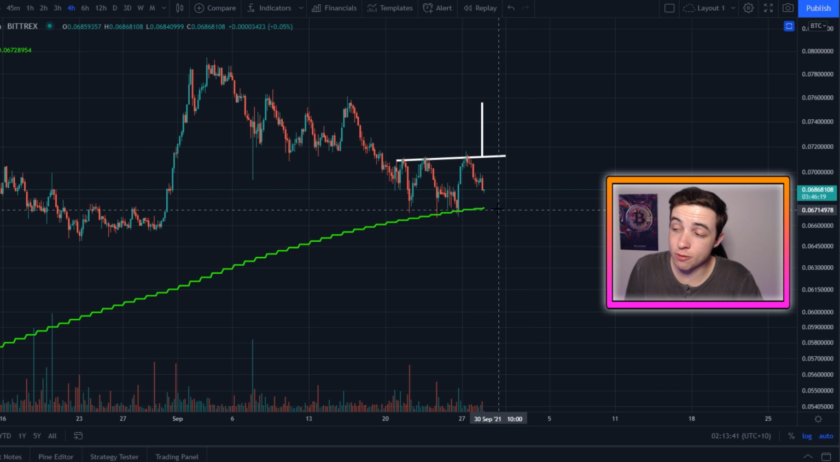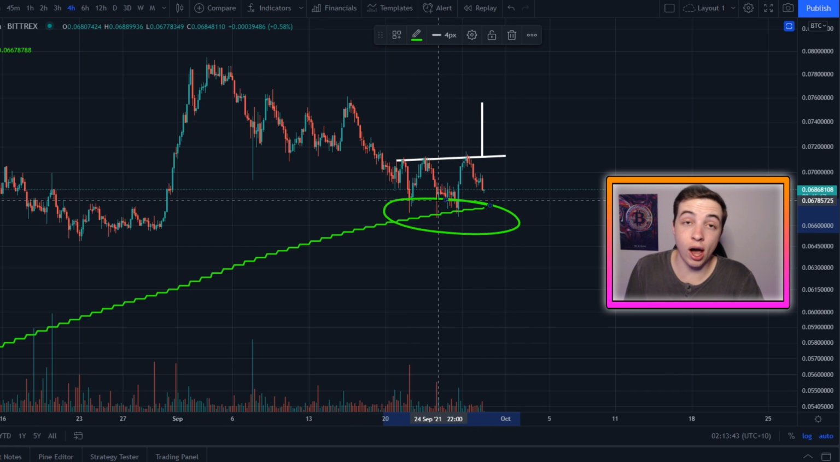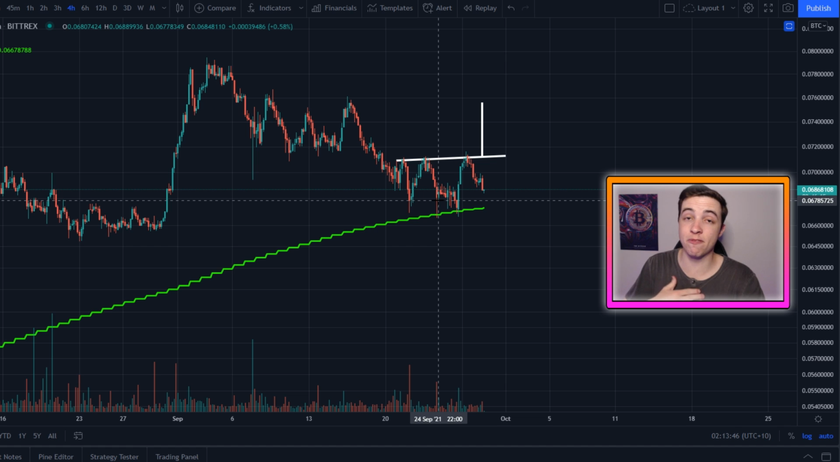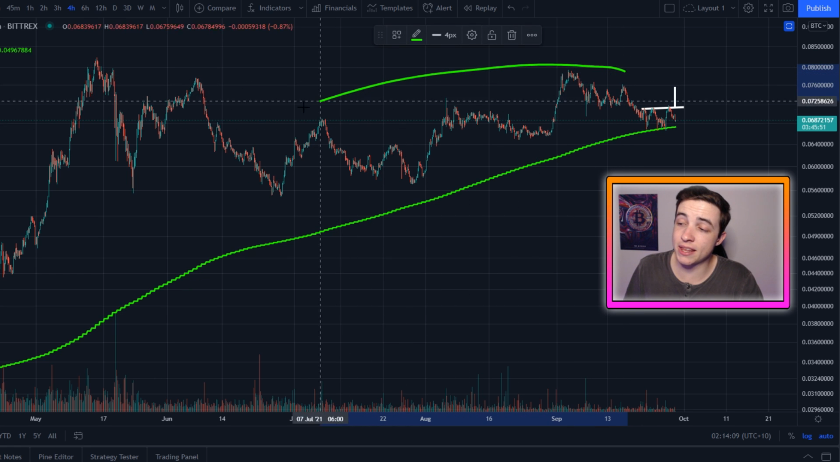And for as long as Ethereum can hold above these lows just here, I would potentially consider moving some of my Bitcoin holdings into Ethereum. Now, obviously that's not financial advice. That is just my Bitcoin and Ethereum strategy that I'm revealing to you.